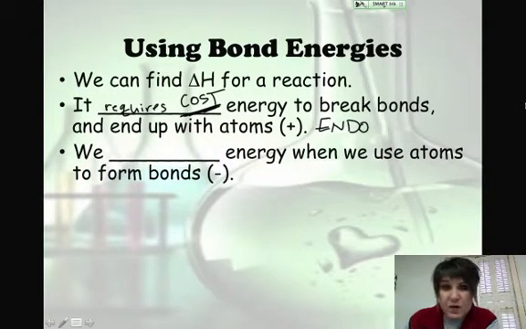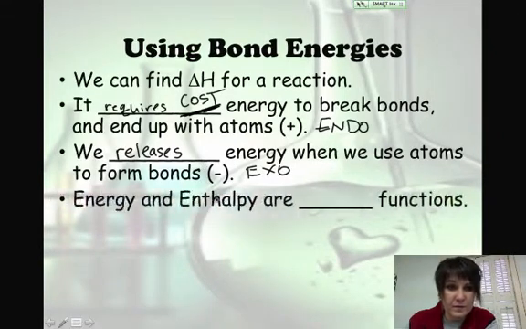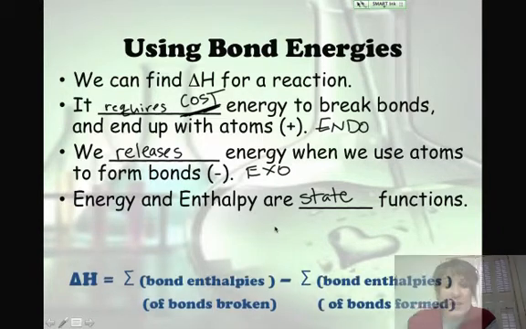On the other hand, when we use atoms to form bonds, it releases energy. So that would be an exothermic type of change. So forming bonds releases energy. Breaking bonds requires energy. And energy and enthalpy, recall, are state functions. So it doesn't matter how we add up to get the final reaction, because it's a state function. It matters where you start from and where you end up, not how you get there.